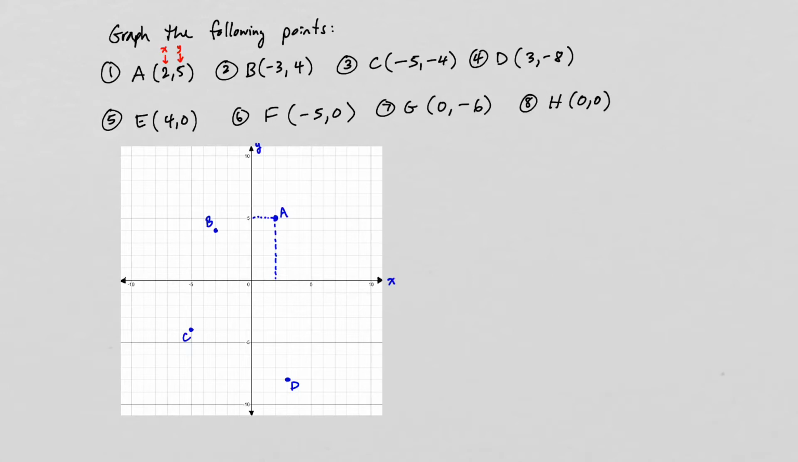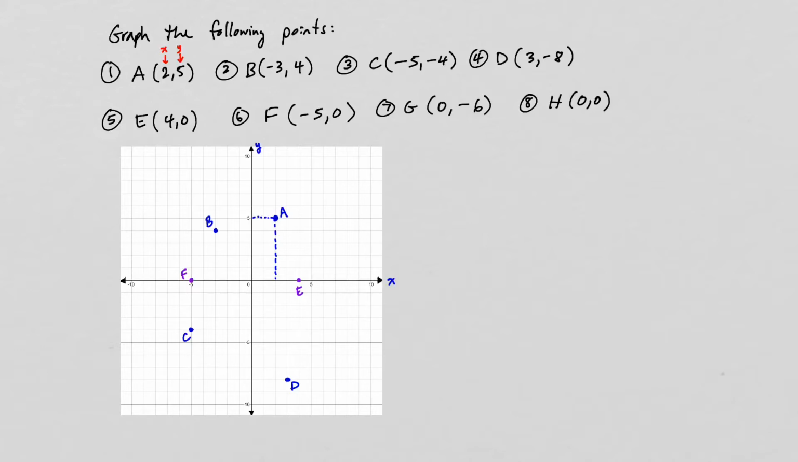Point E is a little different. Point E has an x-coordinate of 4, which is here, and the y-coordinate is 0. And so if the y-coordinate is 0, that means we don't go up or down. We just stay on the x-axis. And so here is point E. Point F is similar. Point F has an x-coordinate of -5 and a y-coordinate of 0, and so it is also on the x-axis.